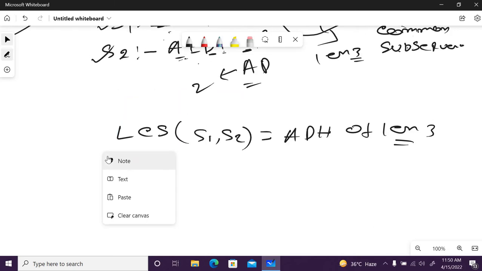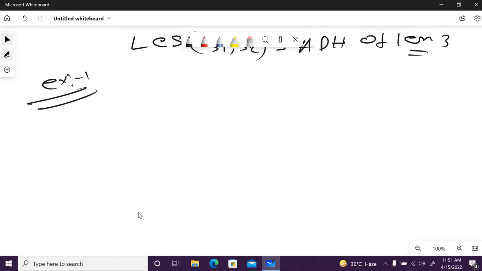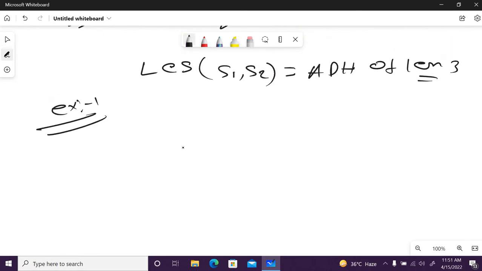Okay, I'll give you some examples, because without examples we cannot actually understand it. So let's start with an example. Example number 1. Sorry, it was the first example. Okay, first example, because without example we cannot understand. This is the second example. I am showing you the second example here.